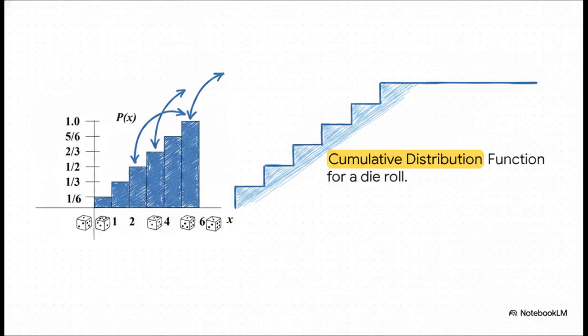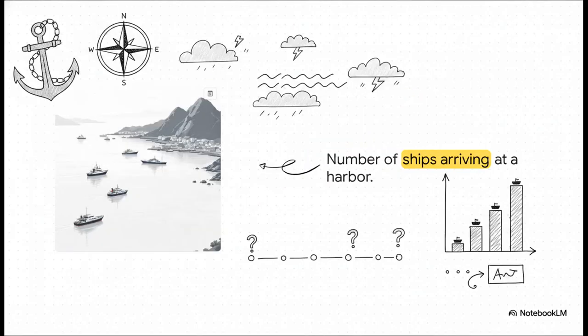Let's actually apply this to a real-world dynamic logistics problem, predicting the arrival of ships at a busy harbor. The number of ships is a countable, whole number. I mean, a half-ship arrival isn't a delivery, it's a shipwreck, right?